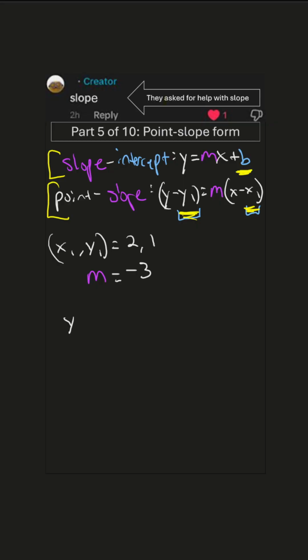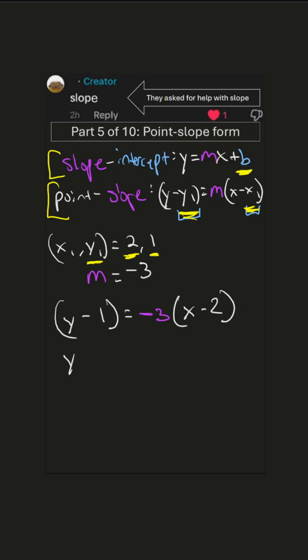So we say y minus y1. Remember we said that in this case, y1 is 1. Y minus y1 equals m. We said our m is -3 times x minus x1. And x1 in this case is 2. So that's x minus 2. Okay. And now we just simplify.